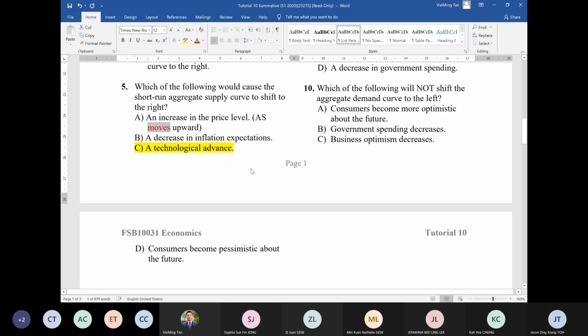Then how about B? An increase in inflation expectation. That means it is expected that in the future the price level is going to increase. So which curve is going to get affected? Inflation means the price level of the goods will be high, and especially this will affect the cost of production as well. Cost of production also increases, like the petrol price. Which is not really good for the supply side.